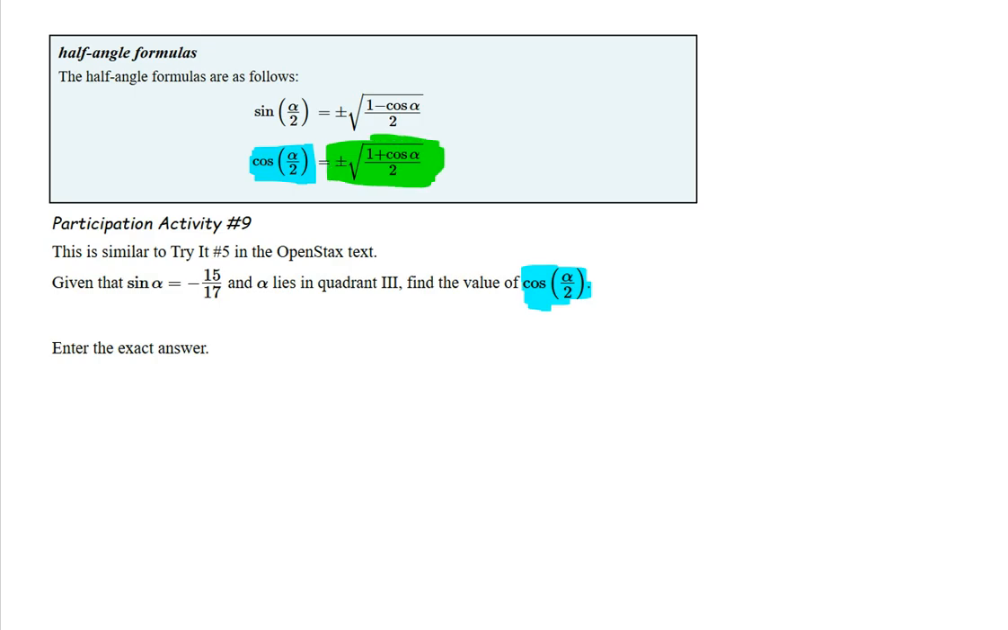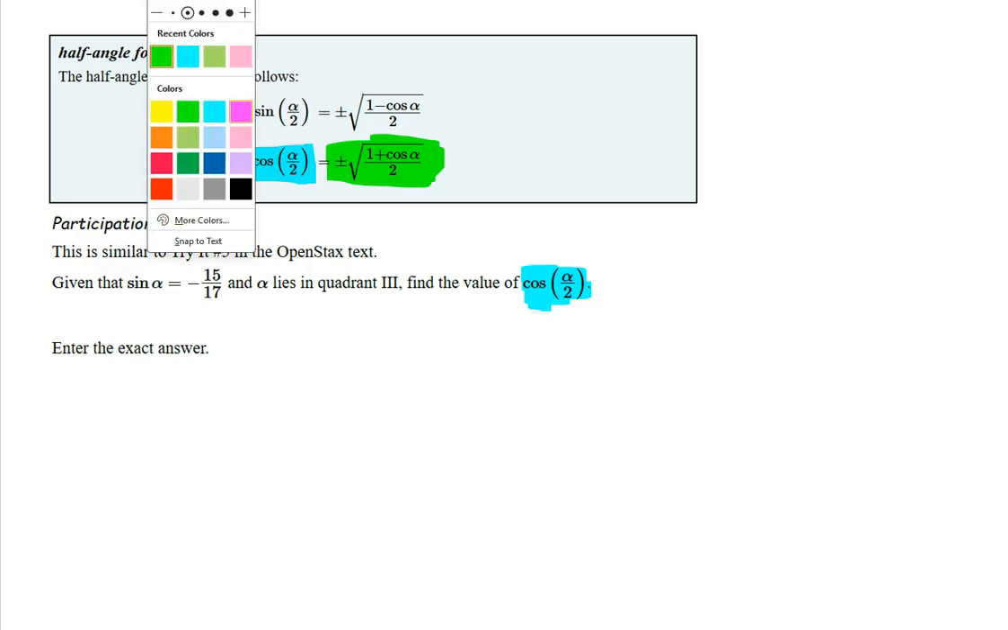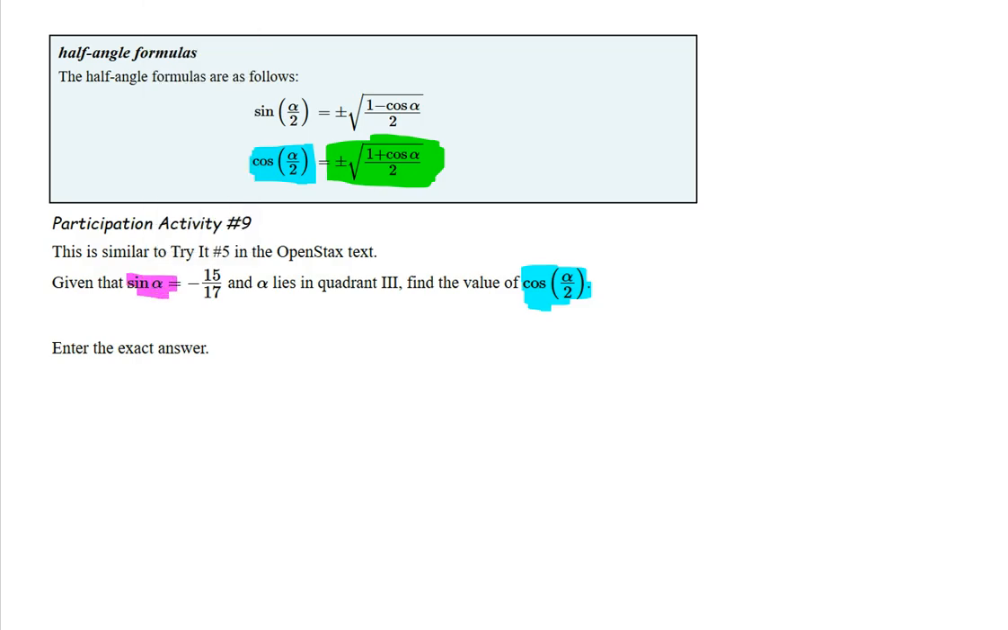The only problem is I don't have cosine. I was given sine of theta equals negative 15 over 17. And I know that my angle is in quadrant 3. I'm sorry, I might keep saying theta. It doesn't matter what Greek letter you use. It's whatever the angle is, okay? It's an alpha, but I probably keep saying theta.